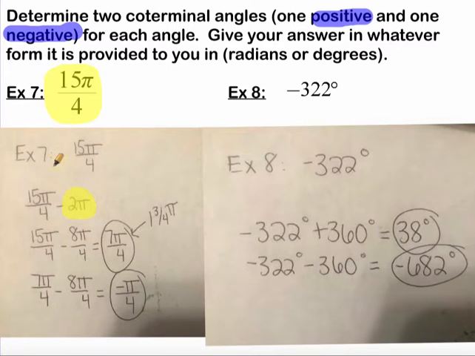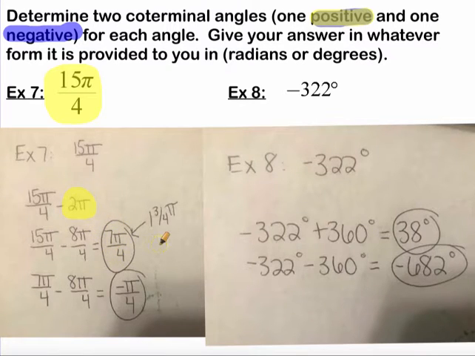So I take the initial measurement, 15 pi over 4, and I decided to subtract 2 pi. Now to do that, of course, we need a common denominator. So I would get a common denominator of 4. 2 pi would become 8 pi over 4. Now doing some fraction subtraction, 15 pi over 4 minus 8 pi over 4 is 7 pi over 4. Notice that that is a positive angle. It's 1 3/4 pi if we want to think about it. Remember, our directions are find one positive. So I found my positive.